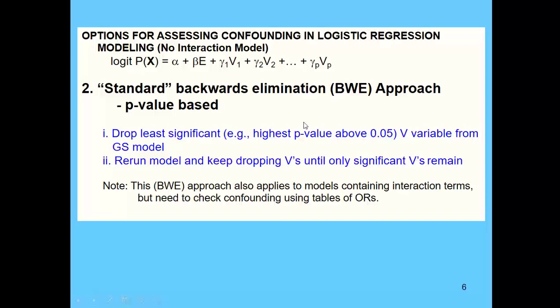If there's interaction, the only variables you can consider dropping are the ones that are not part of product terms that have to stay in the model.